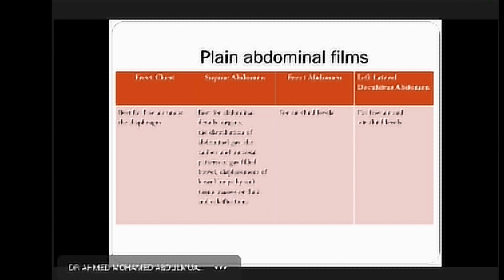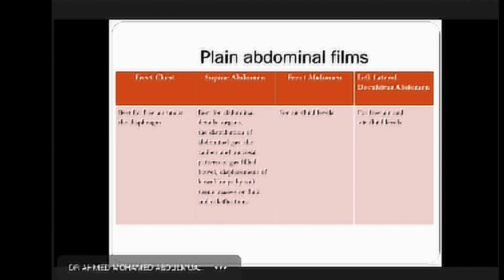For plain radiograph, you should know the indication for each abdominal radiograph in abdominal pathology, and when to choose erect against supine or when to choose the alternative films. The erect chest film is the best to show free air under the diaphragm. If you have a patient with abdominal pain and you are suspecting bowel perforation or peptic ulcer perforation, and your patient can stand, you can perform the erect chest radiograph. It is the best plain radiograph to show air under the diaphragm.